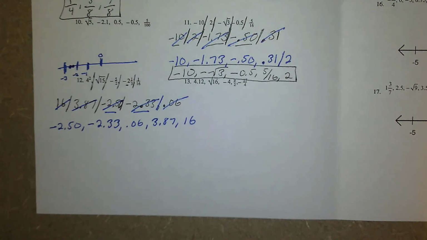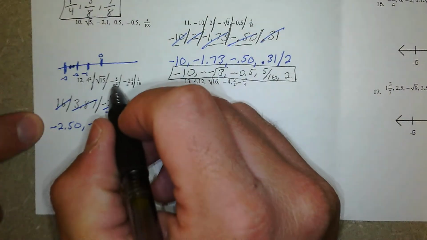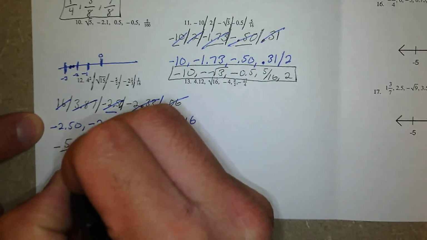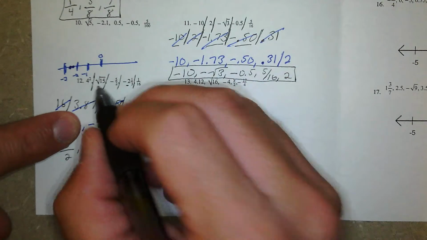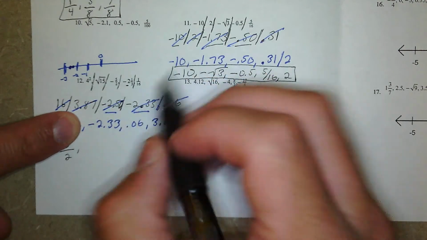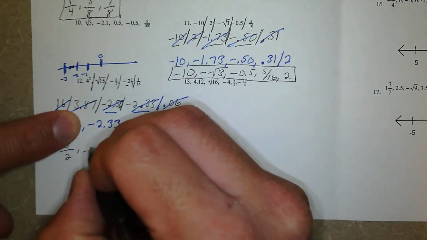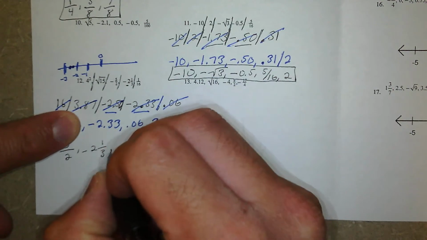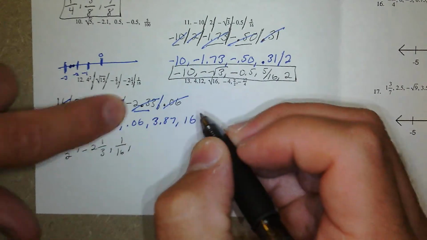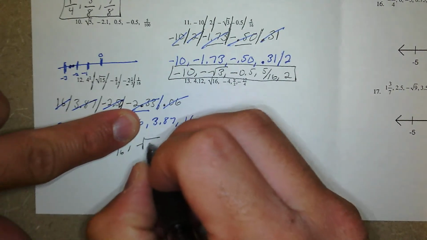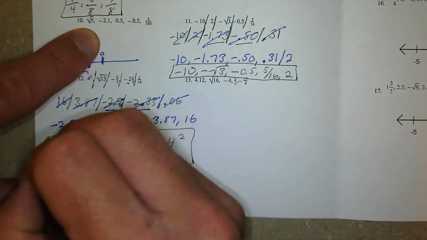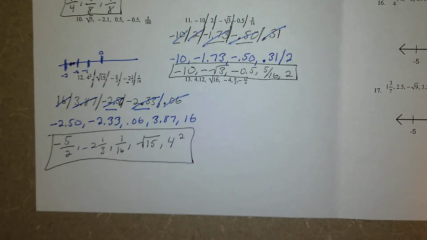Now we need to convert them back to their original form. So negative 2.5 went with this negative 5 over 2. Negative 2.33 went with the square root of 15, I believe. No, I lied. Negative 2.33 went with the negative 2 and 1/3. The 0.06 went with the 1/16. 3.87 went with the square root of 15. And 16 went with 4 squared. So that would be my answer, from least to greatest.